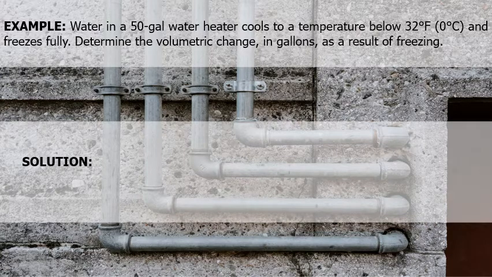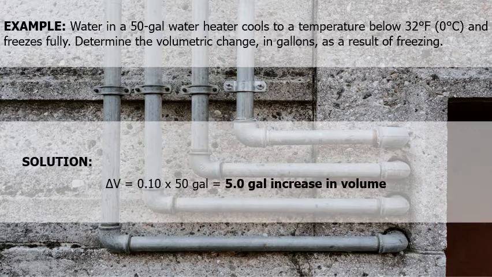We are to compute for the volumetric change, denoted by ΔV. To compute for that, we simply multiply 10% to the initial volume, which is 50 gallons. Why? Because freezing accounts for about 10% increase in volume. So ΔV is equal to 0.10 times 50 gallons. Calculating, that is equal to 5 gallons, which is the volumetric change or increase in volume due to freezing.